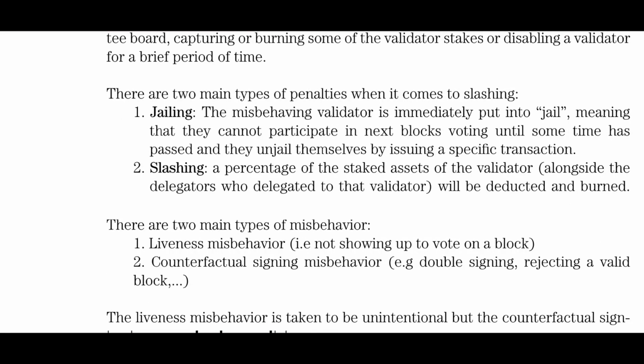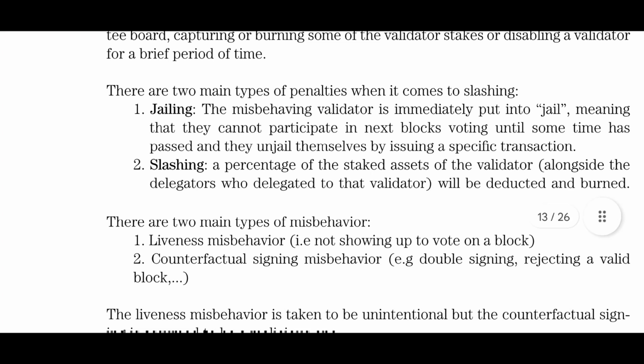There are two main types of penalties when it comes to slashing. One, jailing. The misbehaving validator is immediately put into jail, meaning they cannot participate in the next block's voting until some time has passed, and they unjail themselves by issuing a specific transaction. Or two, slashing. A percentage of the staked assets on the validator, alongside the delegators who delegated to that validator, will be deducted and burned.